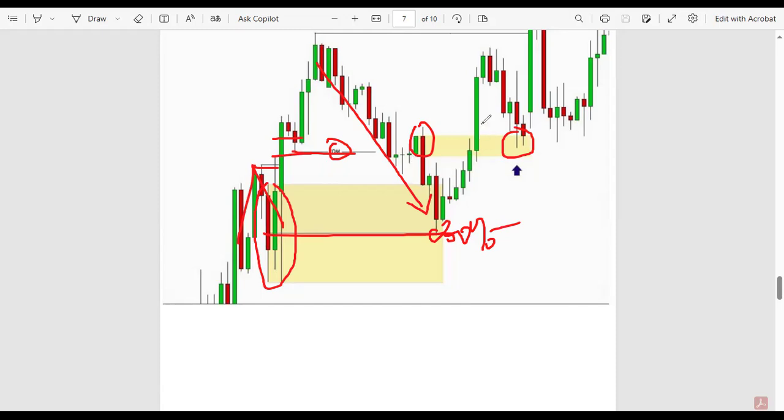A breaker block is a failed order block which turns out into a very good support or resistance point for price to continue in the desired direction, like what happened here. It was a failed bearish order block, which then turned into a bullish breaker block, which pushed price to the upside. Very simple, very nice.